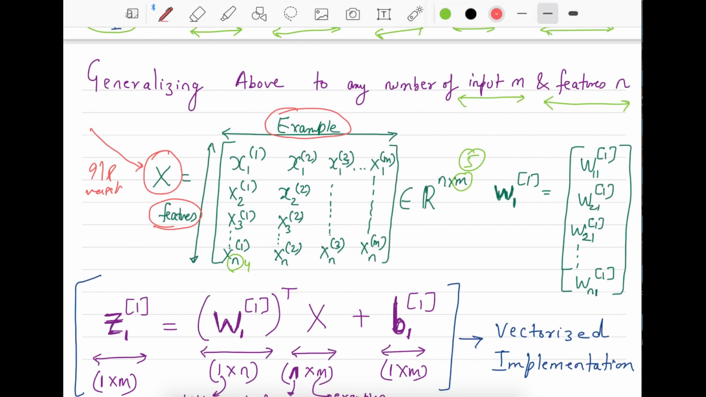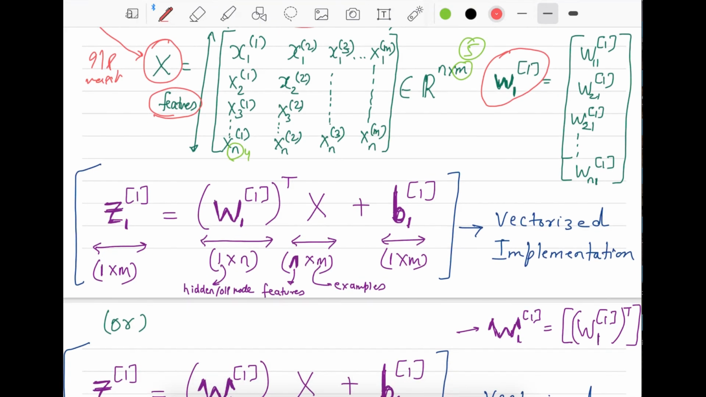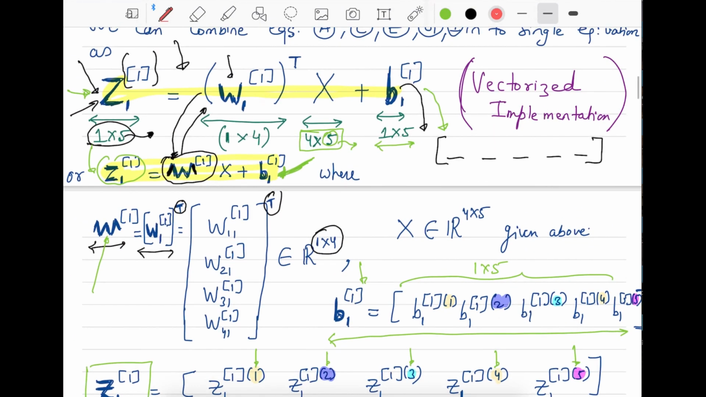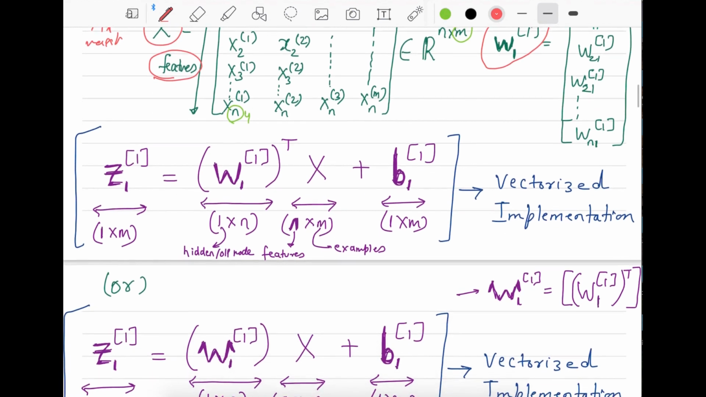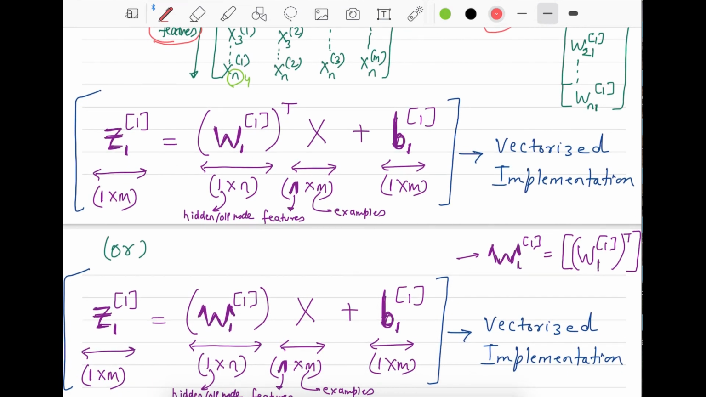And since we are still dealing with only one node, that's why we have W11 here. So in that case, all the equations that I have discussed here, this yellow one and this one, can be easily replicated again. But the only difference is now the dimensions of this will become 1 cross m. The dimension of this is 1 cross n. The dimension of x is n cross m. And the dimension of b is 1 cross m.